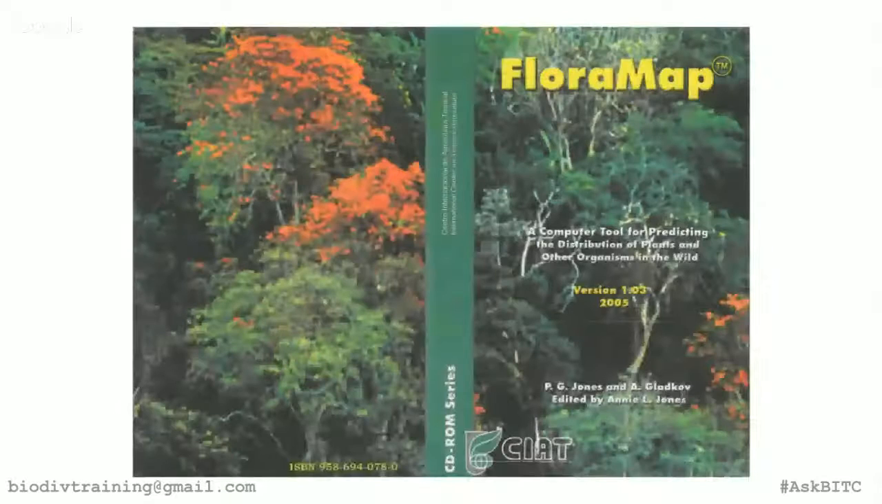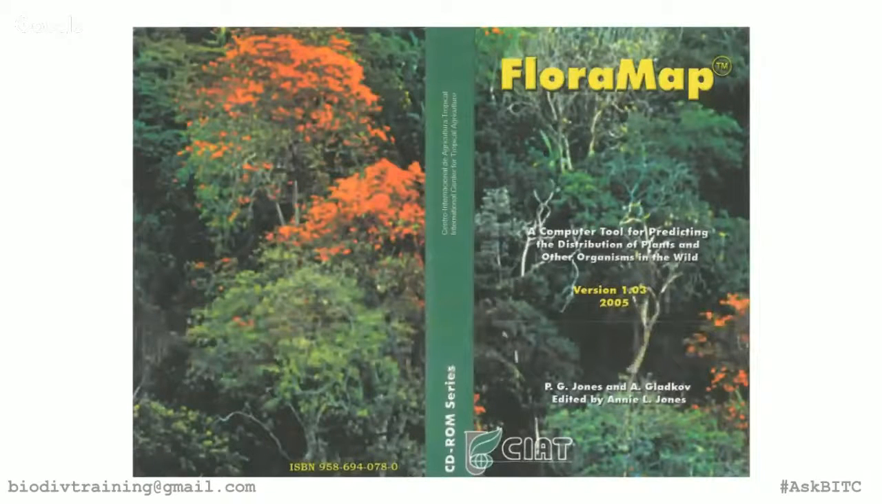Another program that derived from a research project is FloraMap, published by the International Center for Tropical Agriculture. This is a system basically to predict potential distribution or areas of possible adaptation of organisms. It uses environmental variables of the presence locations of organisms to calibrate and compute a climate probability set.